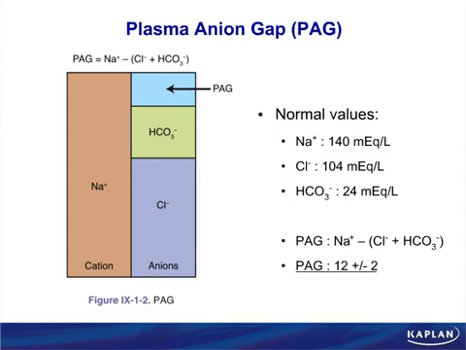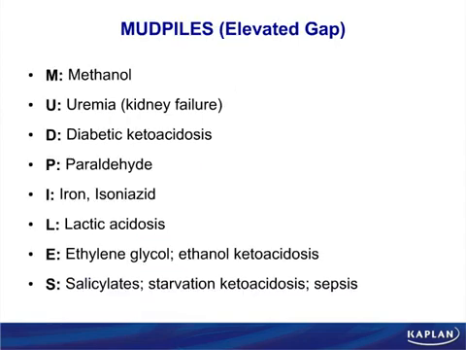All right, what elevates the anion gap? Well, MUDPILES do. A little mnemonic for you. MUDPILES is M, methanol, U, uremia, which really just means kidney failure. D is diabetic ketoacidosis. P is paraldehyde. I is iron or isoniazid, which is an anti-tuberculosis drug. L is lactic acidosis. E, ethylene glycol. S is for salicylates, and alcoholic ketoacidosis, starvation ketoacidosis, and sepsis.